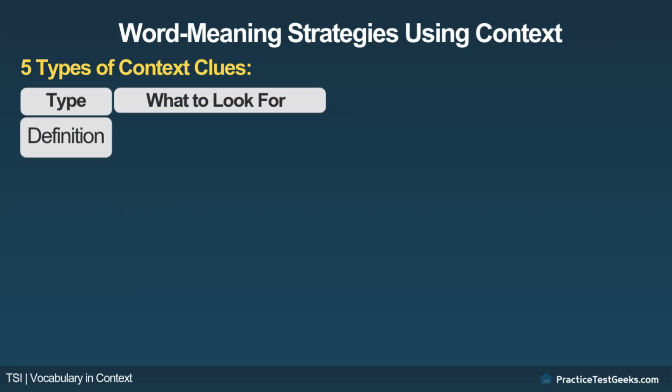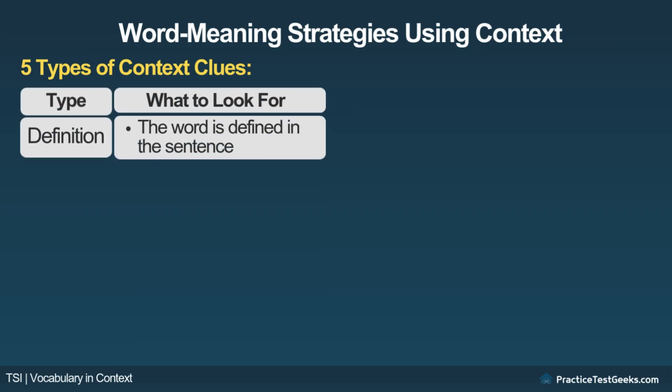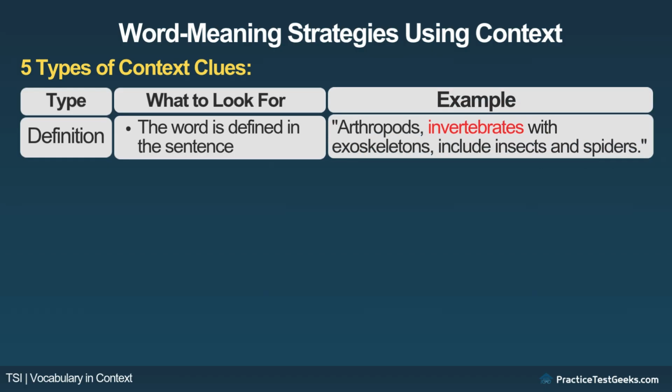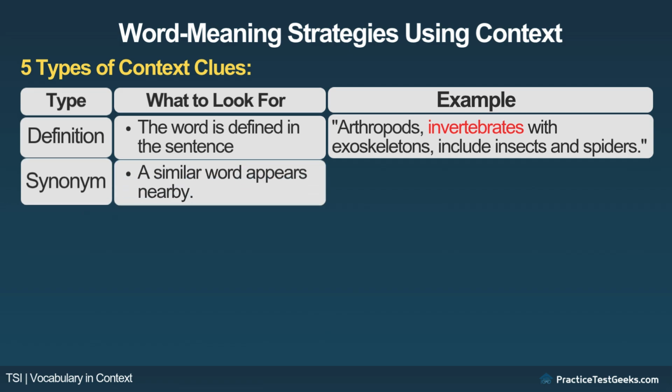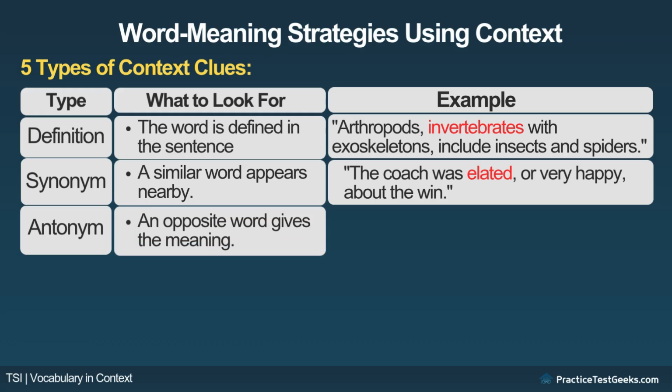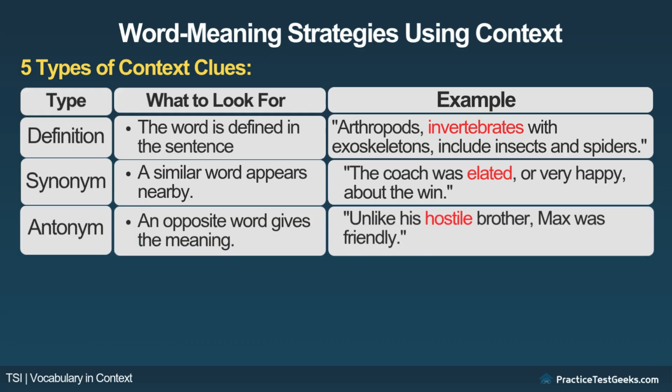Definition. What to look for: the word is clearly defined in the sentence. Example: Arthropods, invertebrates with exoskeletons, include insects and spiders. Synonym. What to look for: a similar word appears nearby. Example: The coach was elated, or very happy, about the win. Antonym. What to look for: an opposite word gives the meaning. Example: Unlike his hostile brother, Max was friendly.